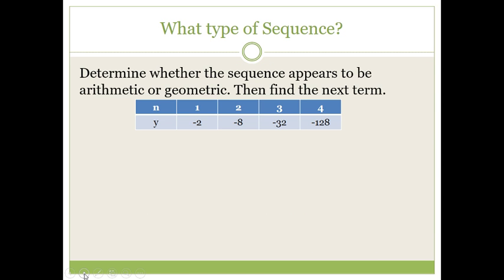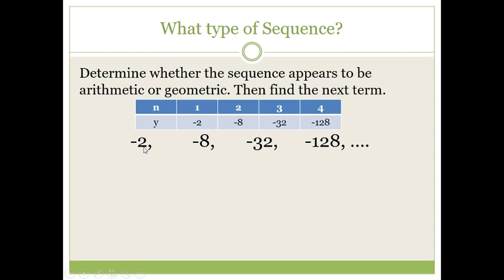Let's try another one. Determine whether this sequence appears to be arithmetic or geometric, then find the next term. Remember, I am looking at the y values, the output here, because those are the actual numbers in the sequence. So I'm going to write those out. And the first thing I try to do, again, is see if it's arithmetic, meaning I can add or subtract the same thing to get from one number to the next.